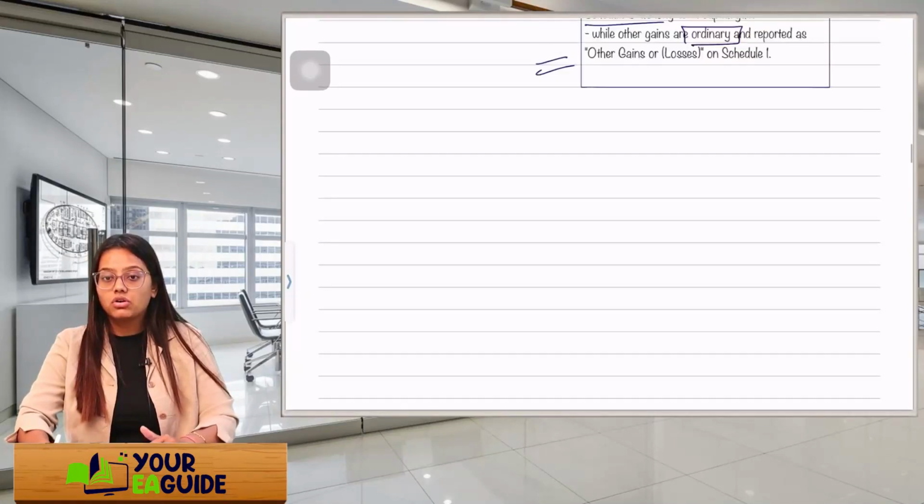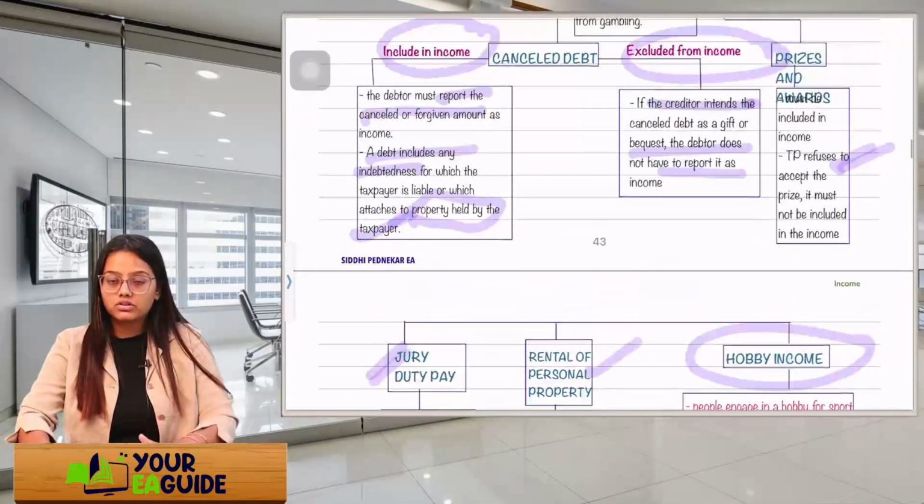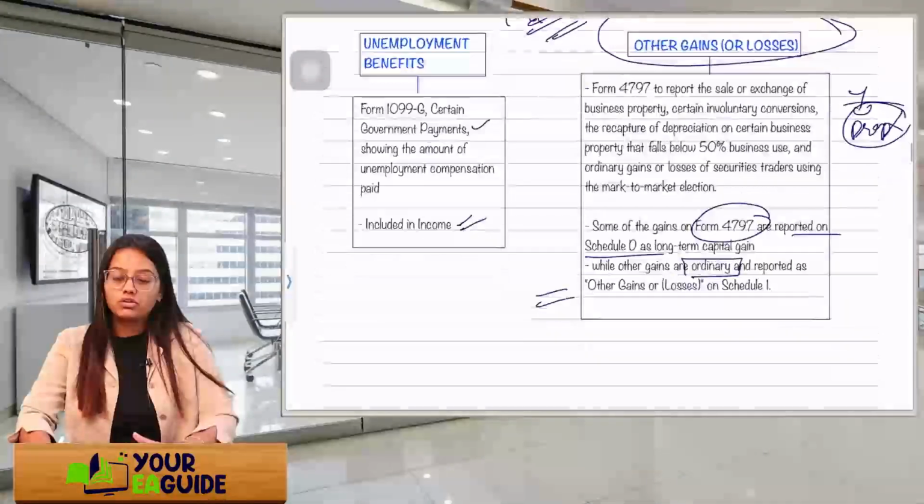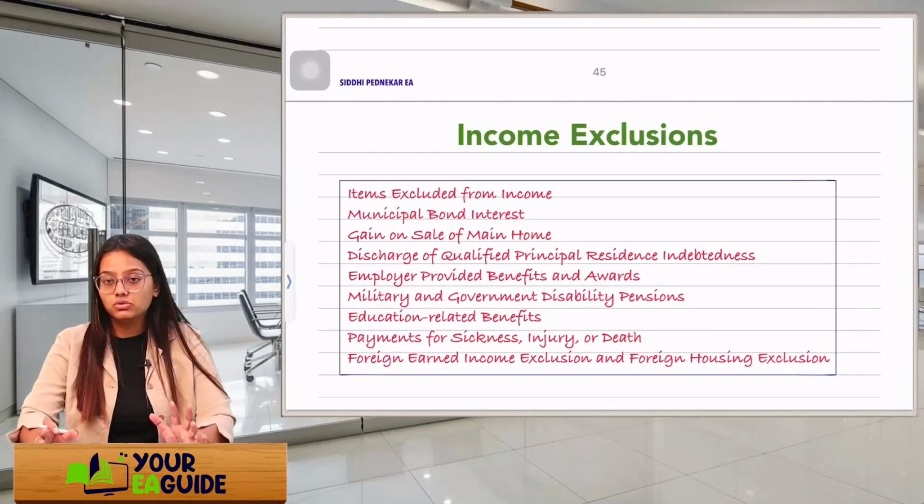All right. So we'll keep the session till here for this particular chapter. In the next session, we are going to start with the most important topic, that is income exclusions.